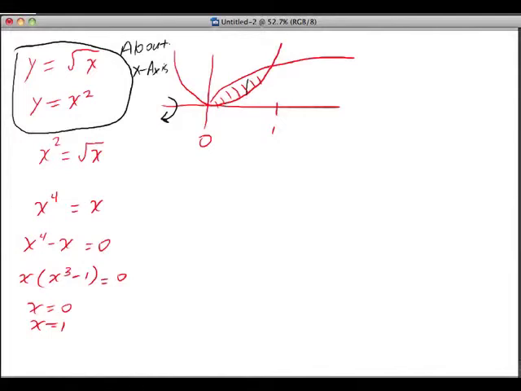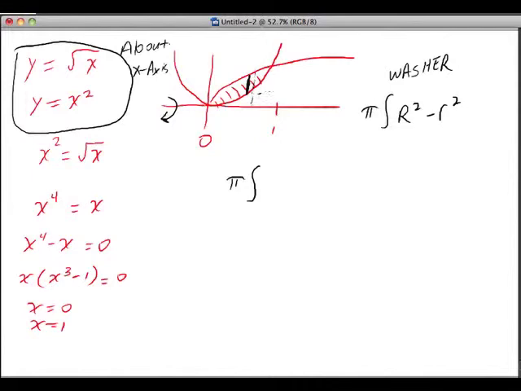Now if I draw my rectangle here, notice the rectangle does not touch the axis of revolution. So that means you're going to use something called the washer method. The washer method is pi times big R squared minus little r squared. Now notice the big radius comes from the axis of revolution to the furthest point on the rectangle.